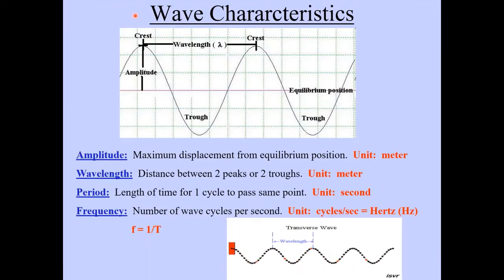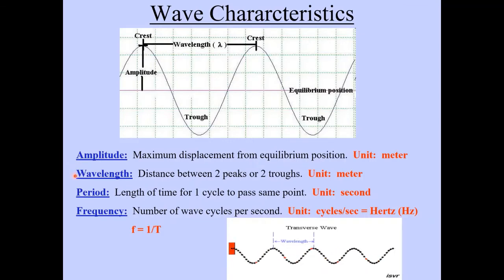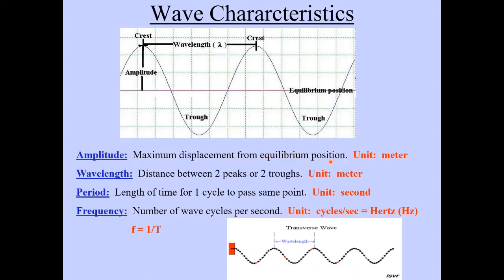All waves have certain characteristics that they share with each other. And so that's what we're going to look at here. So the 4 main characteristics of any wave are amplitude, wavelength, period, and frequency. So the amplitude of the wave, this is something that we saw in the previous chapter on oscillations. It's the maximum displacement from the equilibrium position.